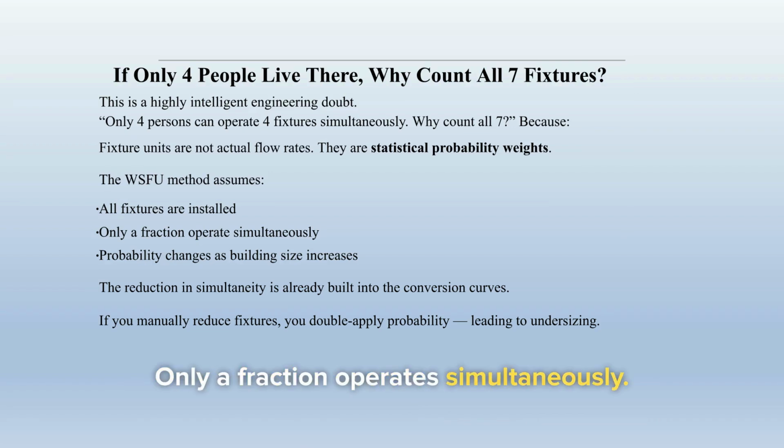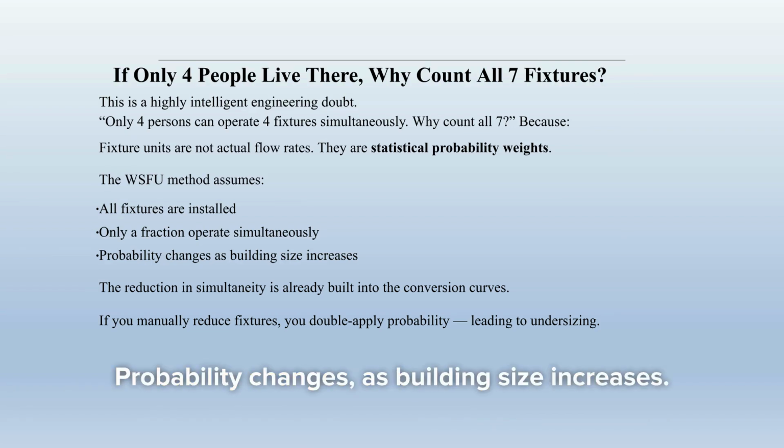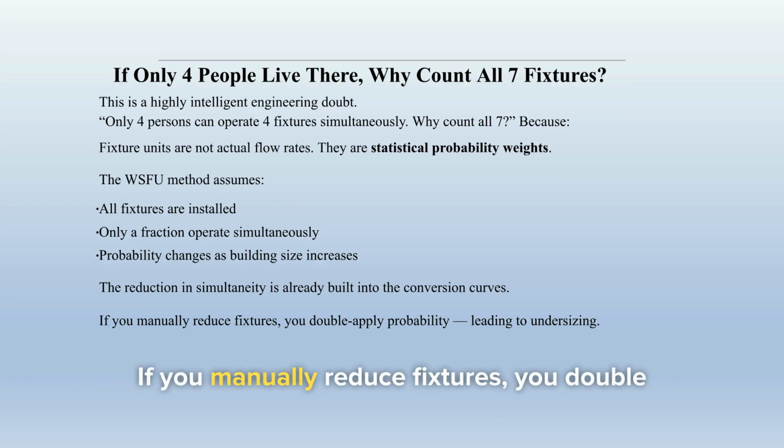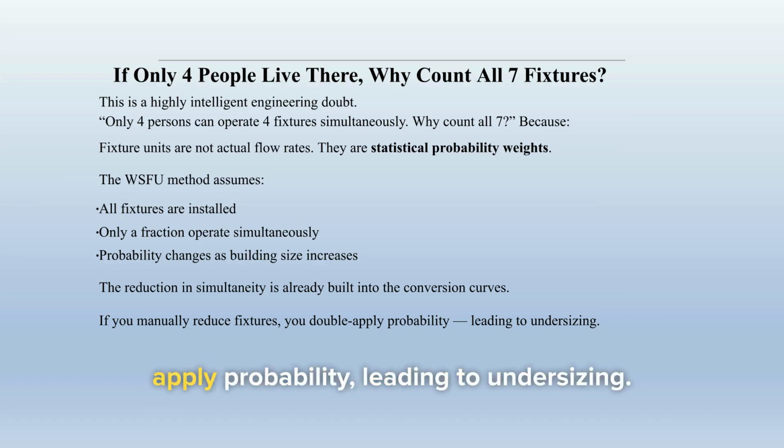Only a fraction operates simultaneously. Probability changes as building size increases. The reduction in simultaneity is already built into the conversion curves. If you manually reduce fixtures, you double apply probability, leading to undersizing.